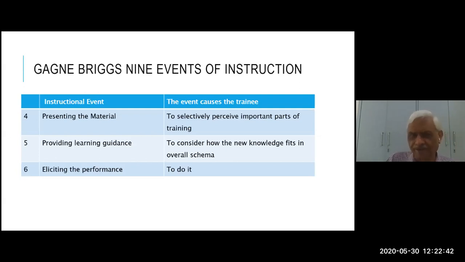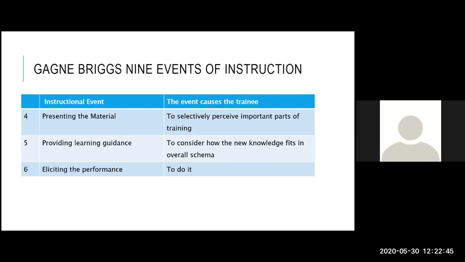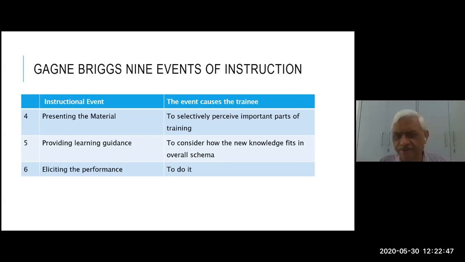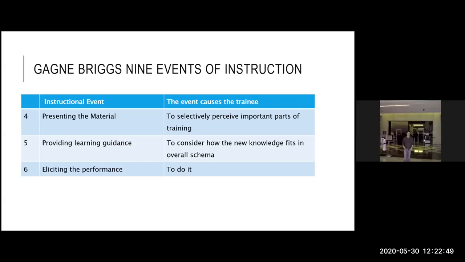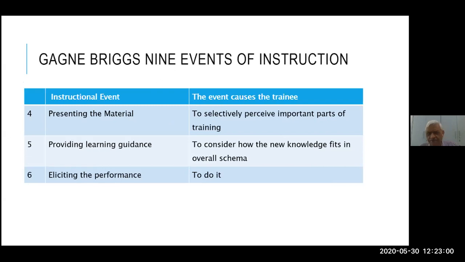Right, okay, thank you, sir. Good afternoon, sir. This is Arvind here. Yeah, Arvind, go ahead. I have a question. When we are talking about the Gagne-Briggs 9 events of instruction, is it a mandate that we actually follow all the 9 events while we are designing a session? And the second is, do we have alternatives or other models which we can utilize to design the session?